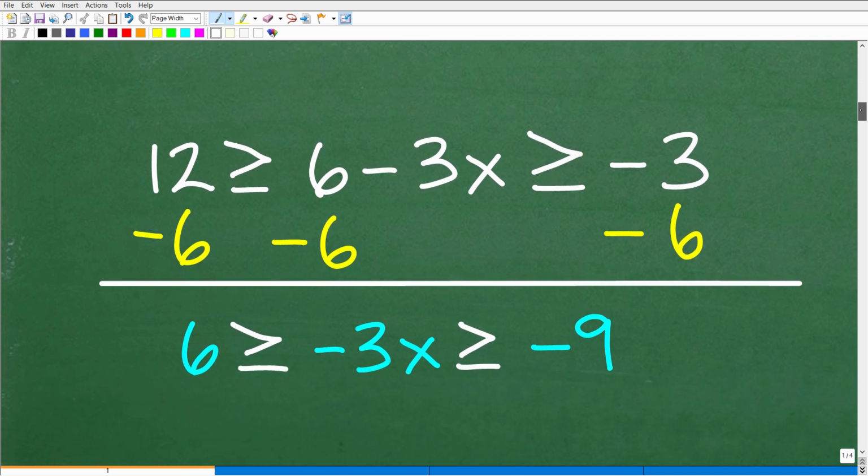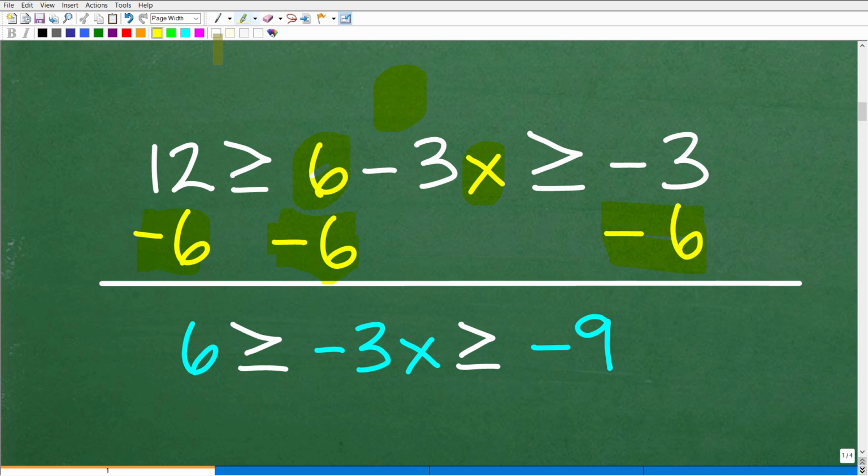So the first thing we want to do is this. We have 6 minus 3x in the middle. I want to get x by itself, just surrounded by these inequality symbols. So the first thing I need to do is get rid of this 6. I'm going to subtract 6, but I need to subtract 6 from all parts of the inequality. It's like subtracting 6 from both sides of an equation, but here I have to subtract 6 here, here, and here. This is a typical format that you would want to write your solution in.